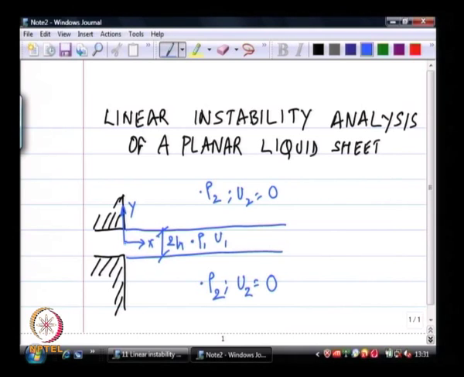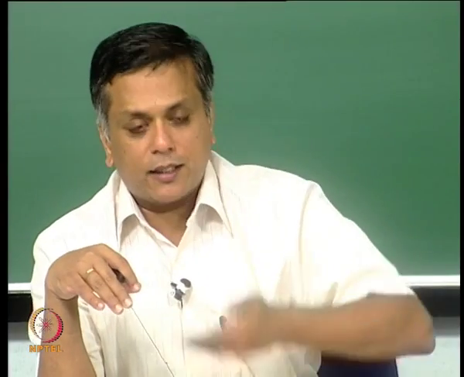With the origin placed in the middle of the liquid sheet, we know that the top meniscus is given by the equation y equal to h, and the bottom meniscus by the equation y equal to minus h. We are going to ignore gravity. So it is just simply a liquid sheet coming out of a slot, and the sheet is infinite in the z direction.